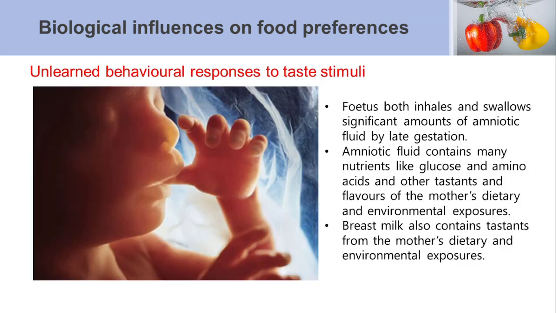The conditions to which the child is exposed while in the womb of the mother can influence the taste preference of the child. The fetus inhales and swallows a significant amount of amniotic fluid by late gestation. Amniotic fluid contains many nutrients like glucose and amino acids and other tastings and flavors of the mother's dietary and environmental exposures. After birth, the child feeds on the breast milk of the mother, which also contains tastings from the mother's dietary and environmental exposures. All these experiences can influence the taste preference of the child.